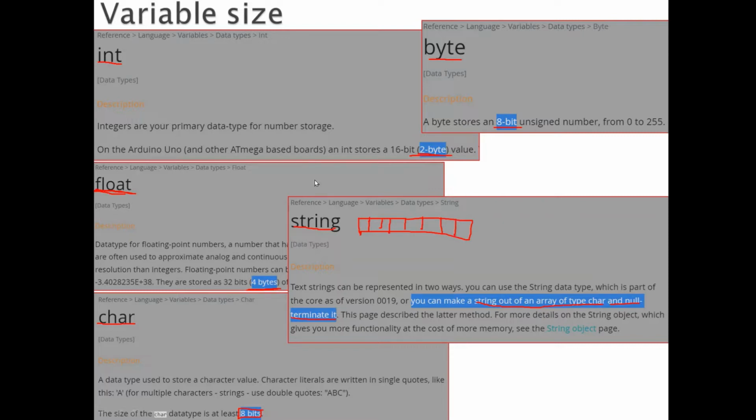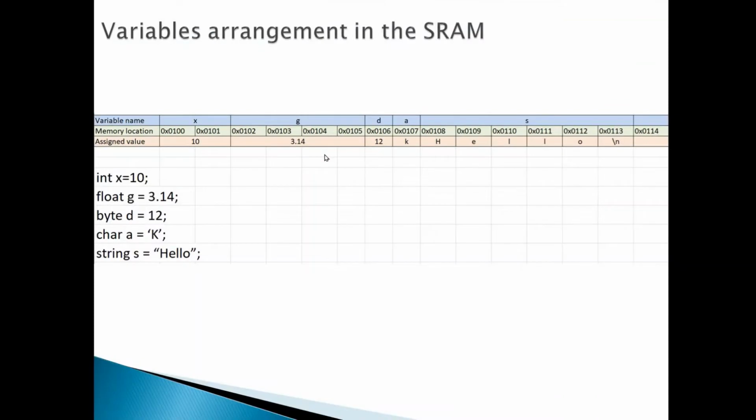So these are the most important variables that we might use. It is very important that we not memorize but understand the data size of each data type. Here I have developed a very simple declaration of the variable. First of all, I have integer x equal to 10.